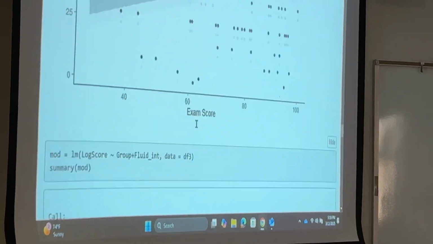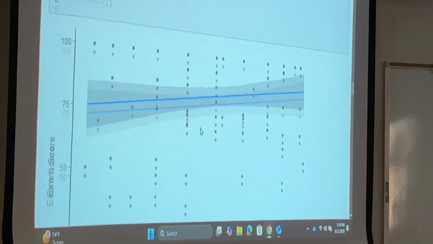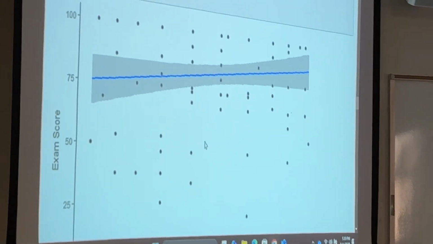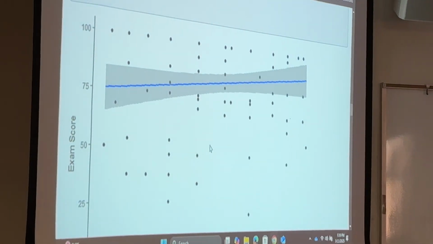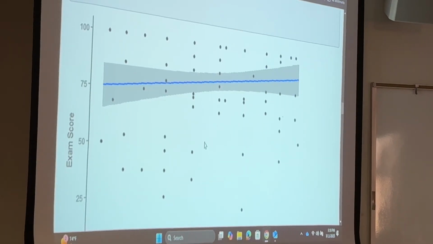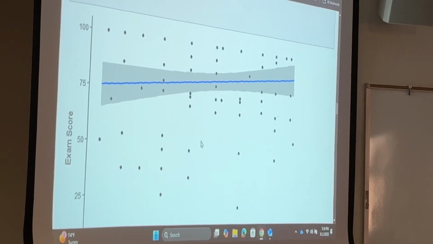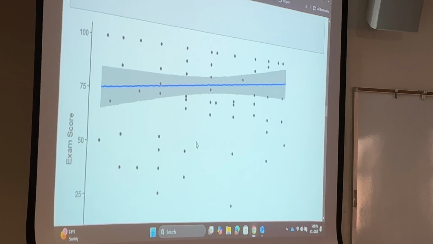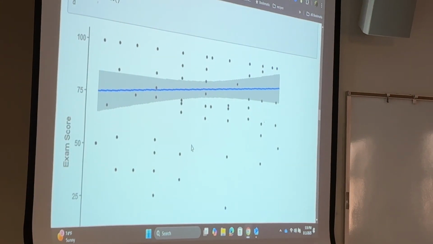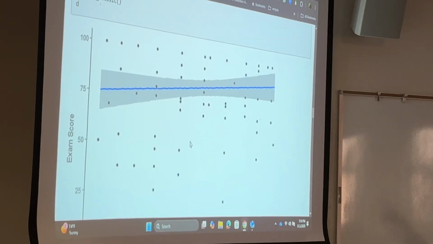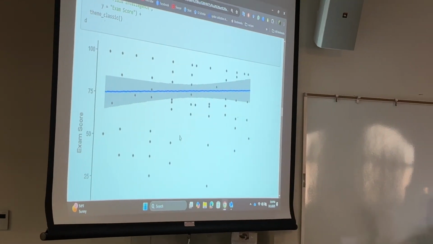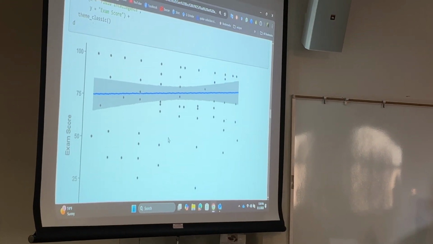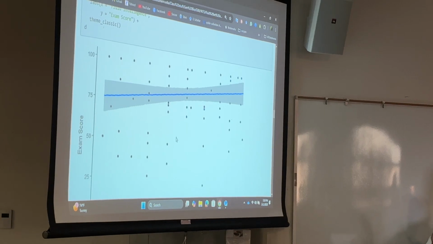Remember, this is reflected in the slope that we see here. Is there a linear relationship between fluid intelligence and Q-score? There's a weak linear relationship, but it's not significant. Why is it not significant? I can draw a flat line. So I can't rule chance out, but there's a hint of a relationship.